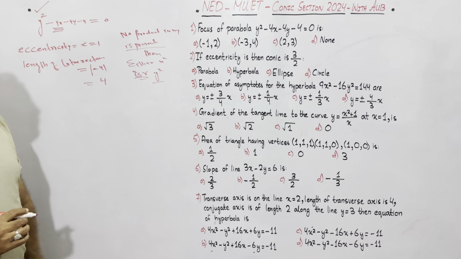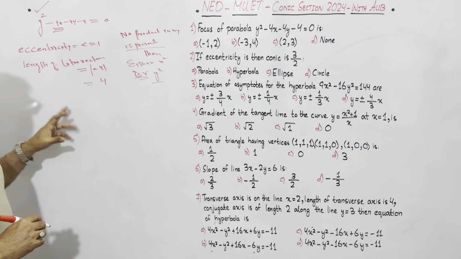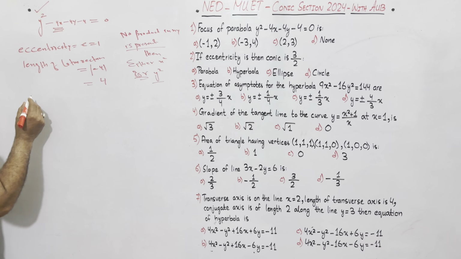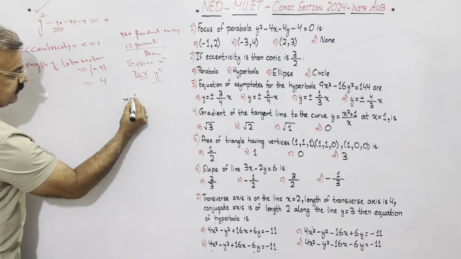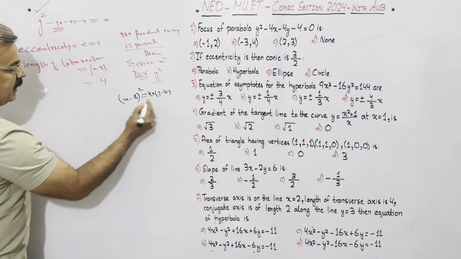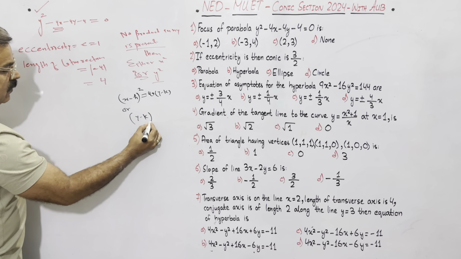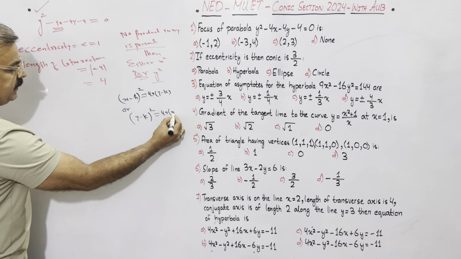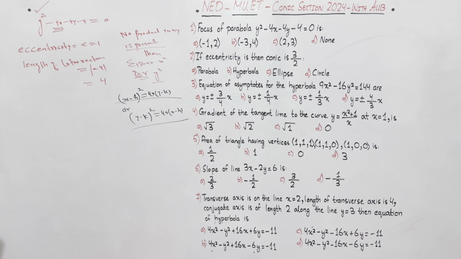Then vertex, focus and directrix, the remaining 3 elements, are interconnected. With a square in x, we have to transform the equation into the form x minus h whole square is equal to 4 times y minus k. If the square is in y, as in our case, we convert it to y minus k whole square is equal to 4 times x minus h. These are the standard equations of a parabola when the vertex is not at the origin.